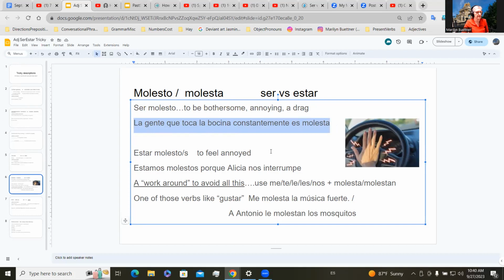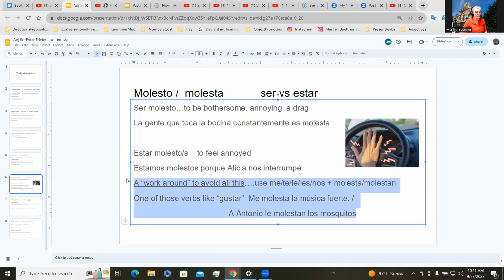But estar molesto is to feel annoyed, right? Por ejemplo, estamos molestos porque Alicia nos interrumpe. We are annoyed, we are bothered, we are bugged by the fact that Alicia is interrupting us. But it's how we feel. We are not annoying people. We feel bothered by the thing that Alicia is doing. Estamos molestos porque Alicia nos interrumpe. ¿Vale? ¿Sí? ¿Bien?